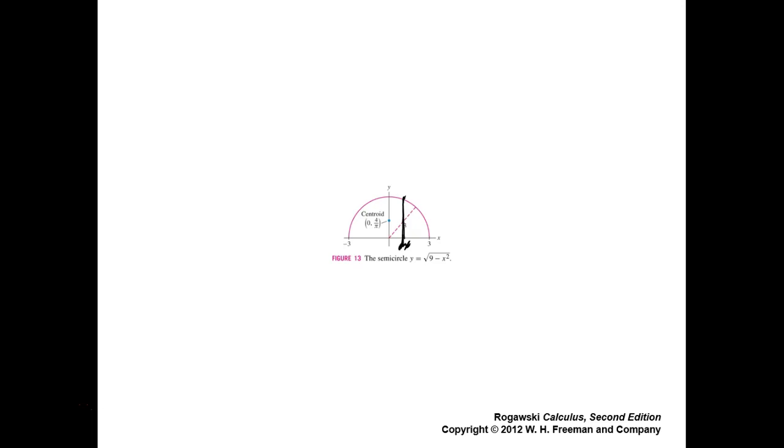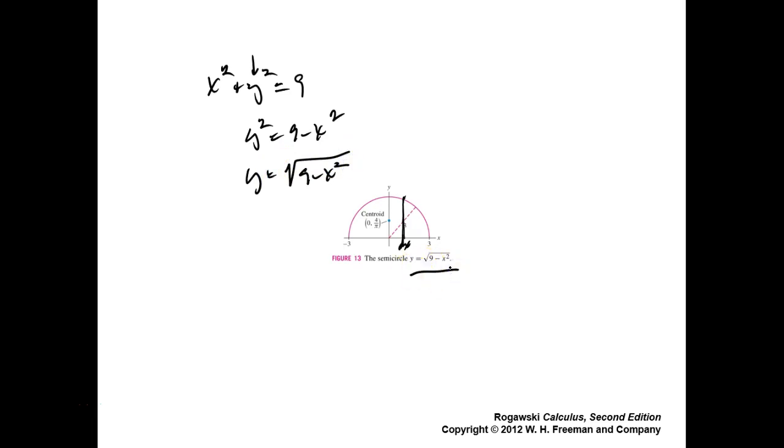So you only have the top half of that. The whole circle would be x squared plus y squared is equal to 9, 3 squared, right? That's the circle centered at the origin. If you only got the top half of that, then you solve for y: y squared is equal to 9 minus x squared, and take the square root of that. Y is equal to positive square root of 9 minus x squared. So that's where that comes from, right?